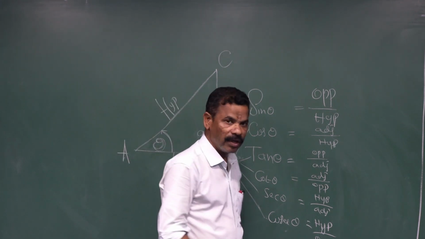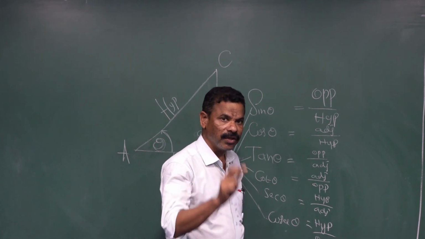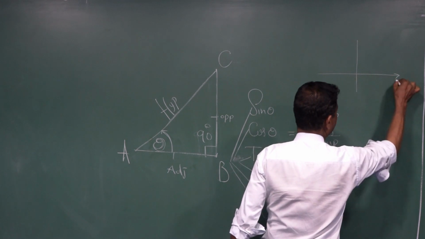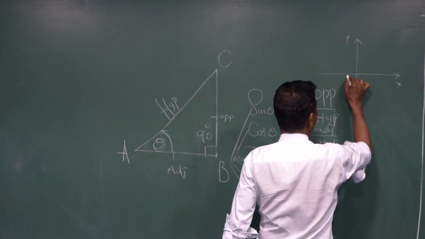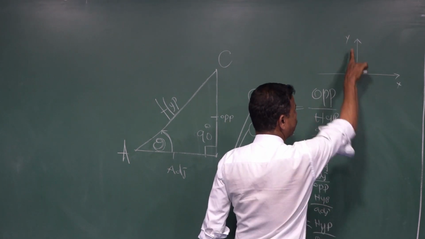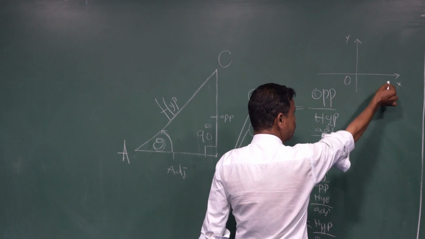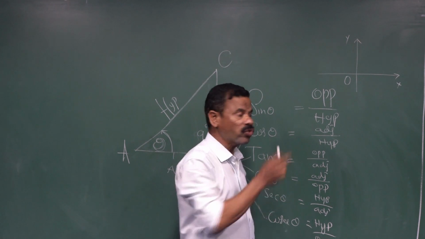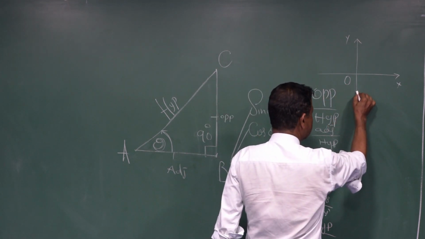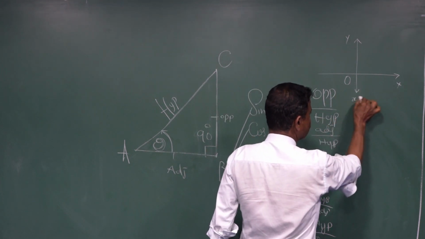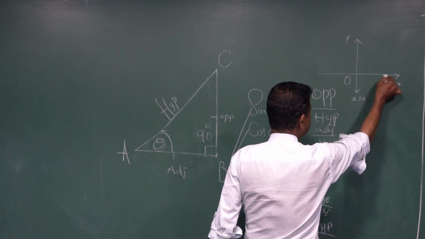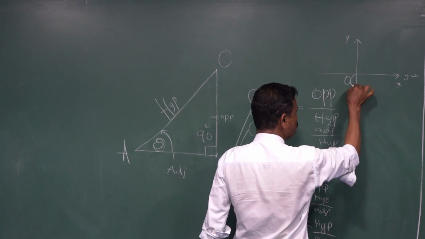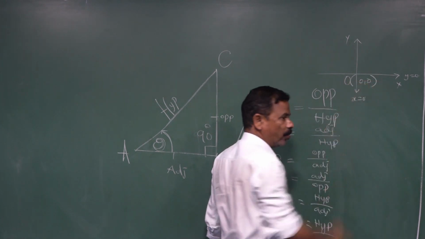According to geometry, consider the coordinate axes. Suppose this is the x-axis, this is the y-axis, and this is the origin. The intersecting point of two perpendicular lines is called the origin. So this line is x equal to 0, and this line is y equal to 0. That's why the coordinates of the origin are (0, 0).